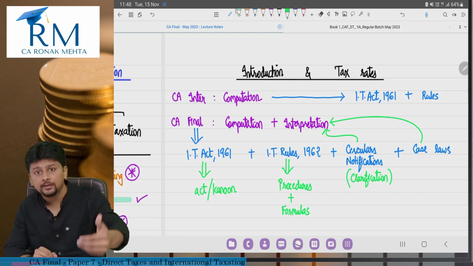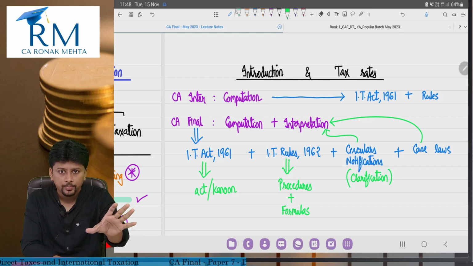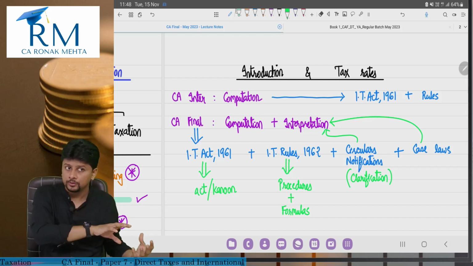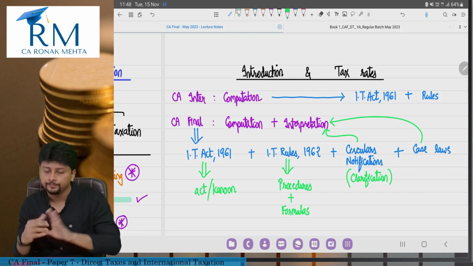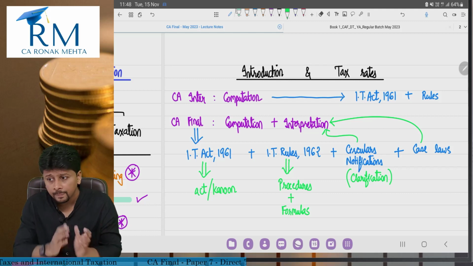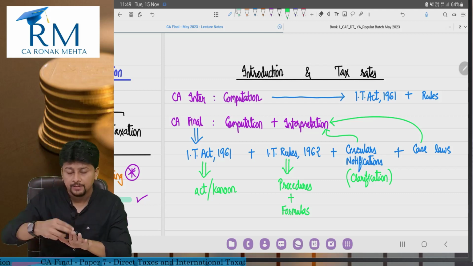Income Tax Act tells you what the law is. Okay, this is to be computed like this, this will be allowed, this will be disallowed, this is how the assessing officer should proceed, this is how the assessee should proceed. Income Tax Act will state the law. Income tax rules will give you the procedure. The law has to be implemented like this.